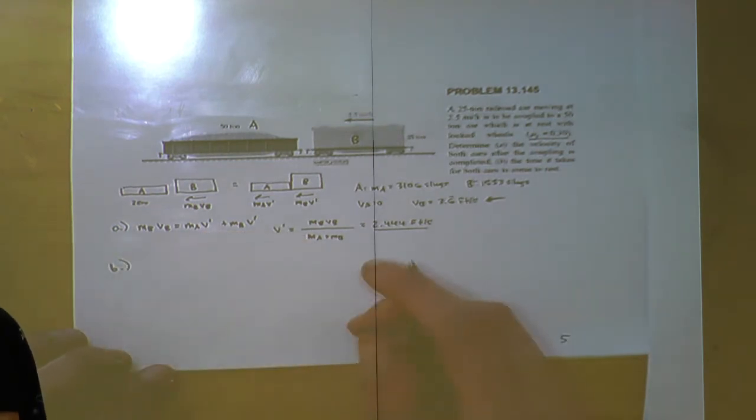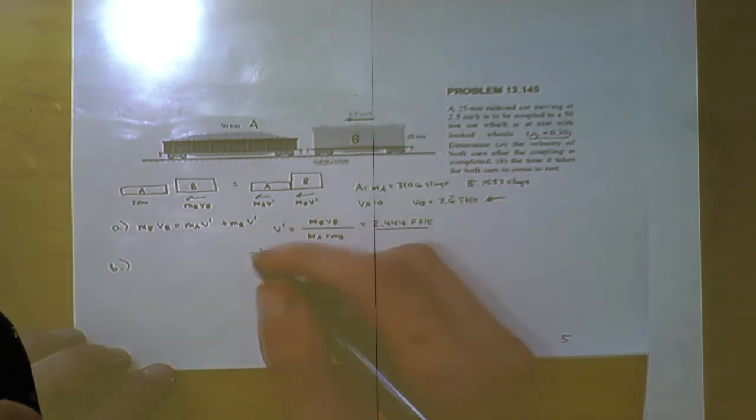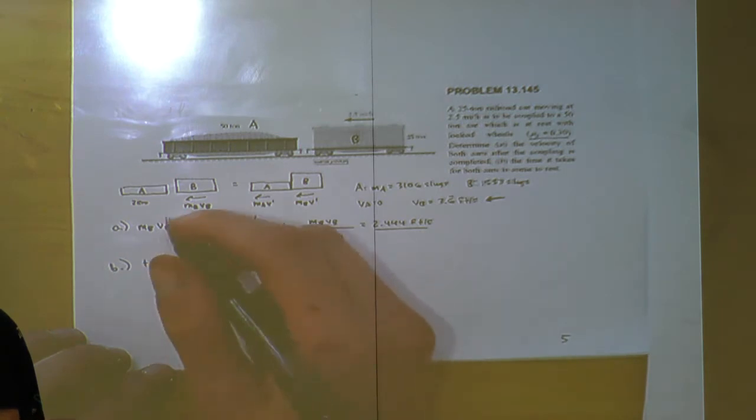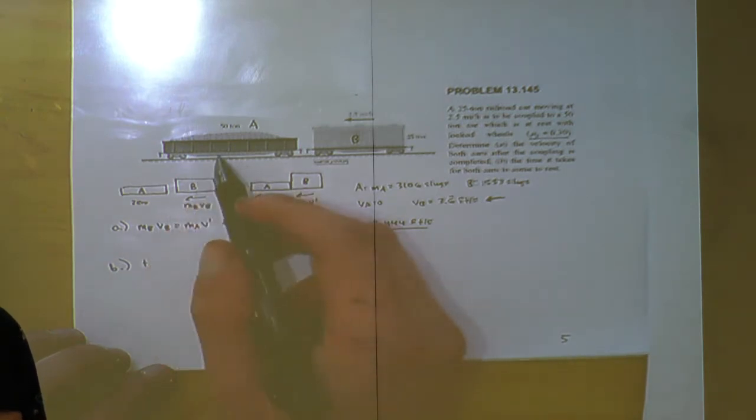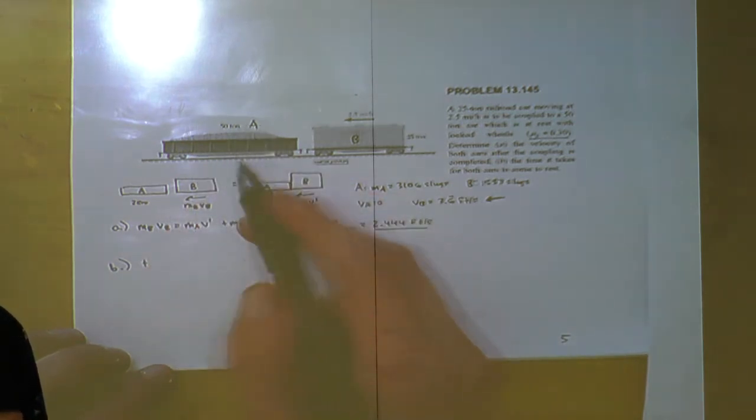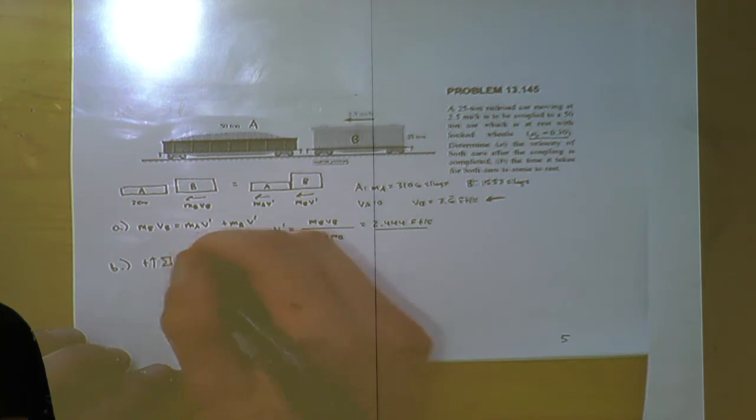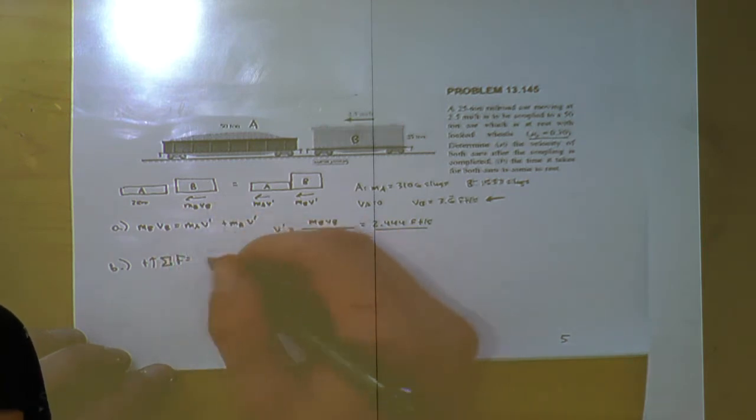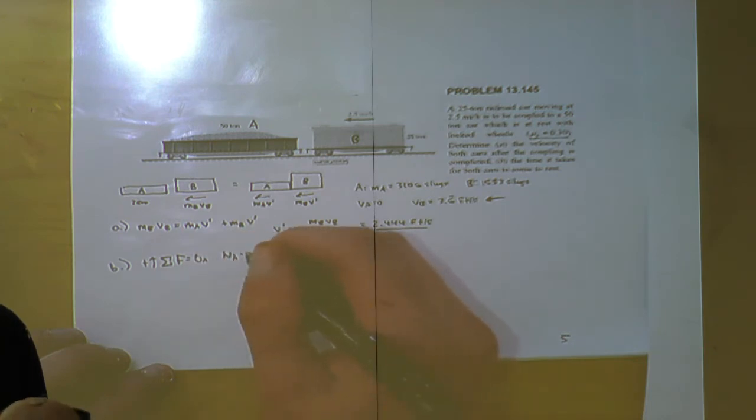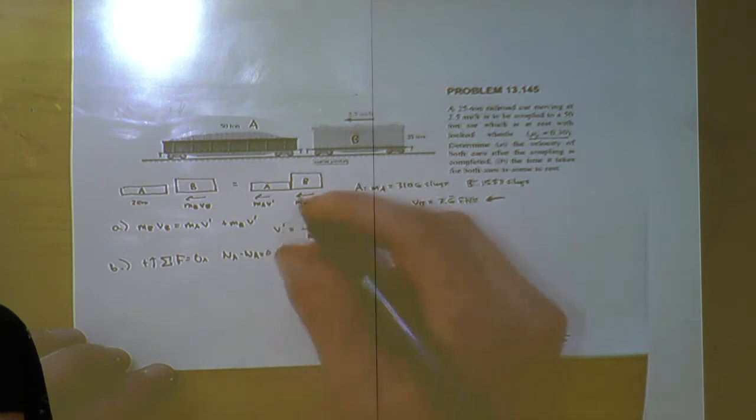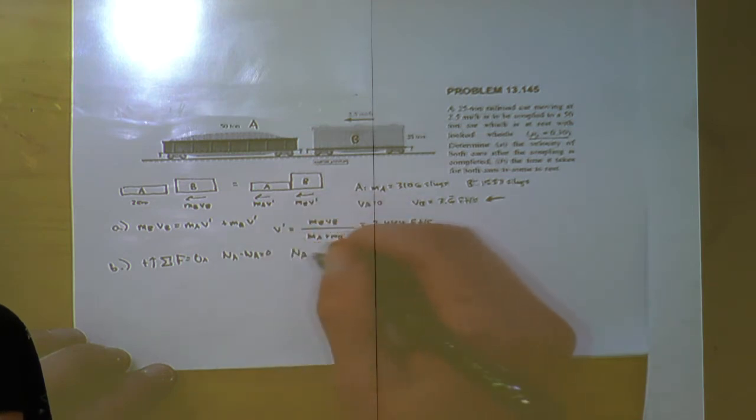And for B, so after coupling, the friction force only acts on the first car, A, that was stationary. Since it has locked wheels, so normal force is equal to the weight.